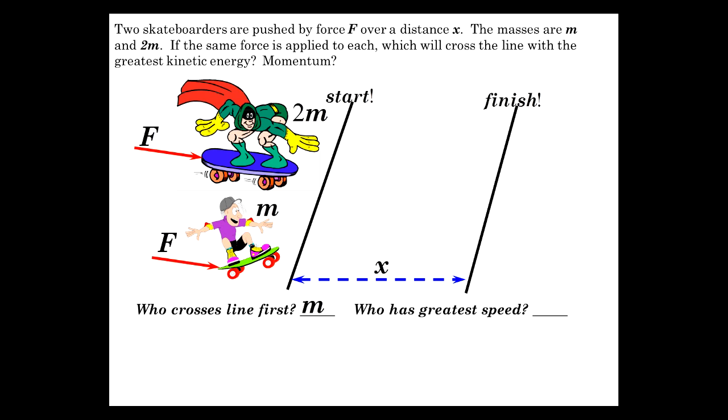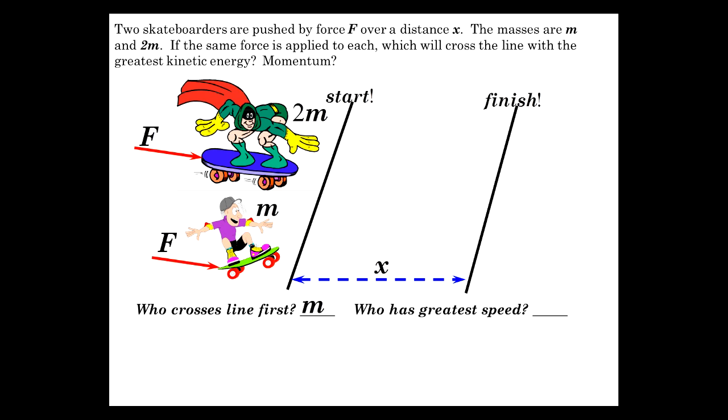Now, who has the greatest speed? And before you answer that too quickly, recognize that, yes, the little guy crosses first, but therefore the acceleration is not applied to m for as long a period of time as it's applied to 2m. So 2m gets this force applied for longer, so it's accelerating longer, so the time during which the speed changes is longer. All right, so what do you think? Who has the greatest speed?